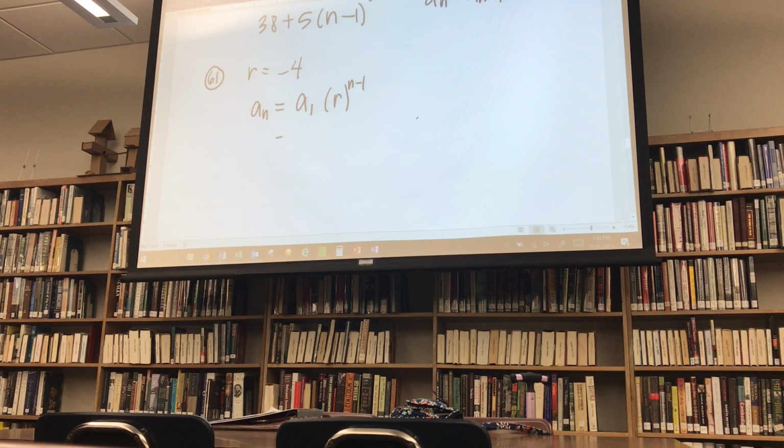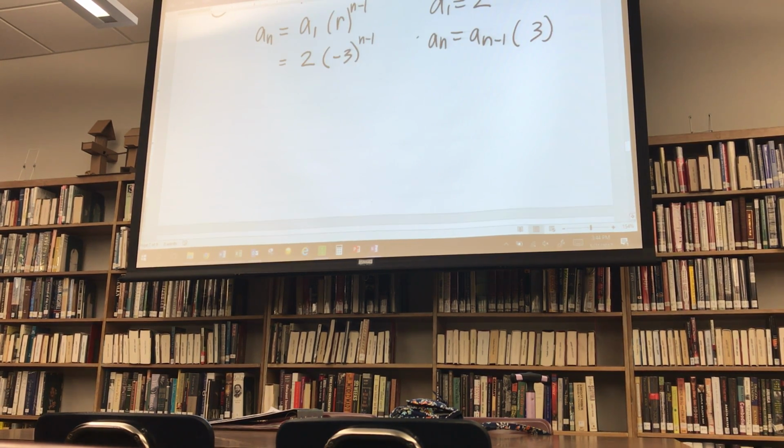And so if I want to plug in the numbers I've got, the first term is 2, and the ratio is -3. There's nothing really else to do, okay? And then recursive works sort of the same way. The first term was 2. The nth term is the term right before it times what? Which is, in this case, -3. Right? Okay, any problems with 62?